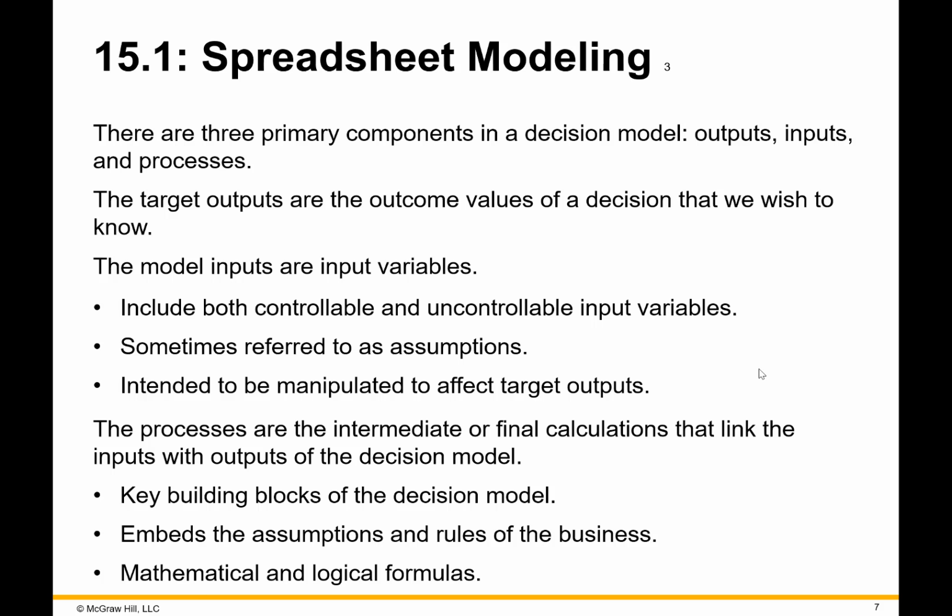The processes are the intermediate and final calculations that link inputs with outputs, and they are among the key building blocks of the decision model. Embedded in the calculations are the assumptions and business rules to which the firm subscribes. For example, the way that profit is computed, when the sales commissions are paid, or how machinery depreciation is amortized are business rules unique to each organization. The processes are often expressed as mathematical and logical formulas in a spreadsheet model.